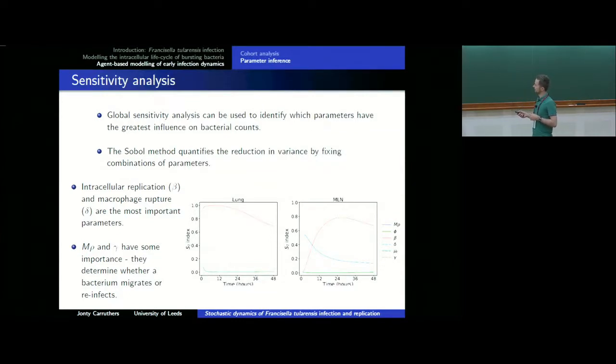For delta, you can think of it as being like a delay in the continuous growth. These ruptures are delaying the continuous growth of the bacterial population. So if you have a large value of delta, i.e. the macrophages are rupturing very, very quickly, then there's not much time for these bacteria to actually escape the phagosomes and start replicating before the macrophage ruptures and halts that process. So large values of delta would give you quite different results to smaller values.